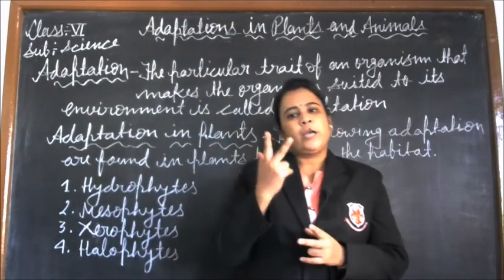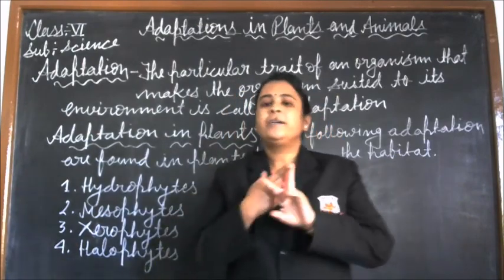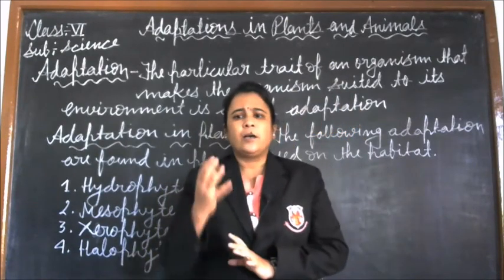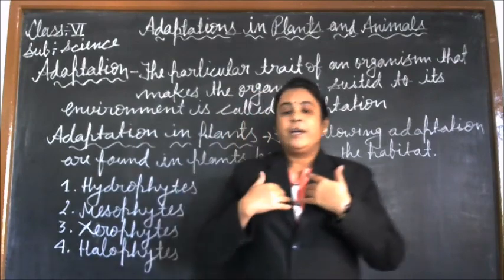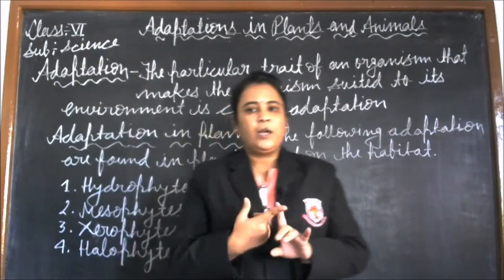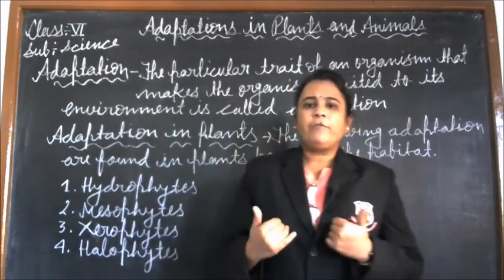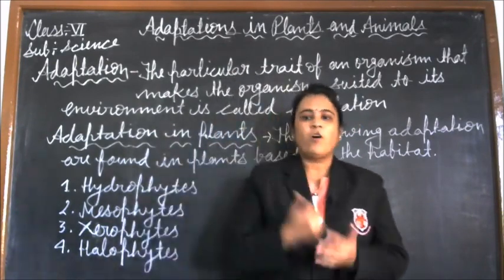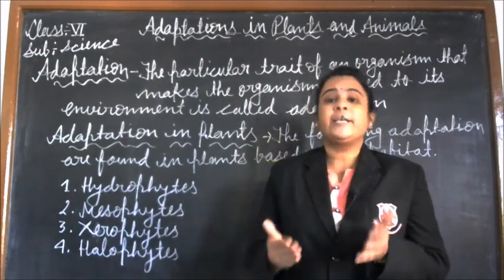Student, there are two types of habitat. First, aquatic habitat, and second, terrestrial habitat. Each habitat has some characteristic features. On the one hand, we have desert habitat where water is scarce, and on the other hand, we have aquatic habitat where the organisms live in water.